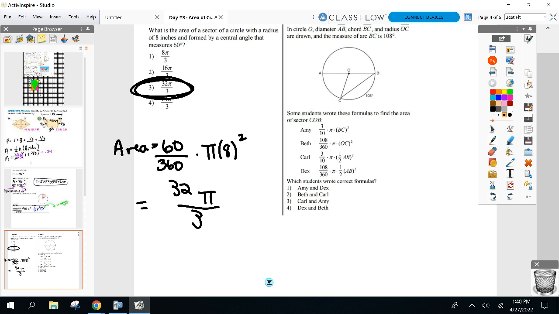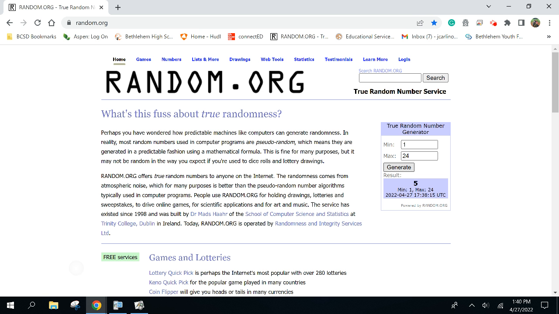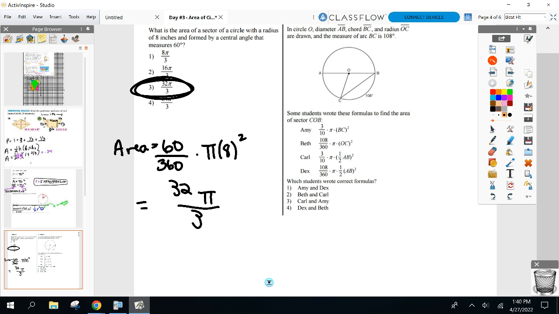We got to figure out who is, who isn't. Before we do theirs, let's do a period 8 version right now. If arc BC is 108, what else is 108? Good. Arc is equal to its central angle.